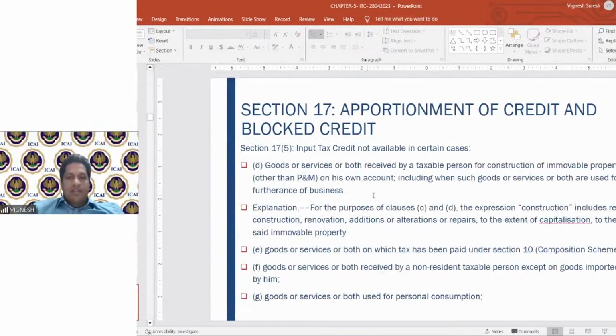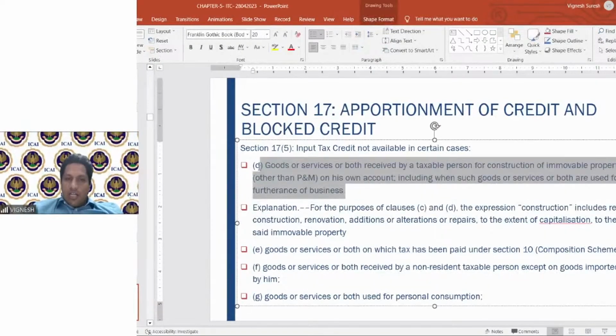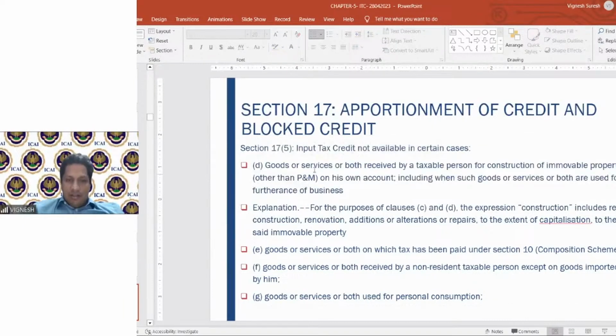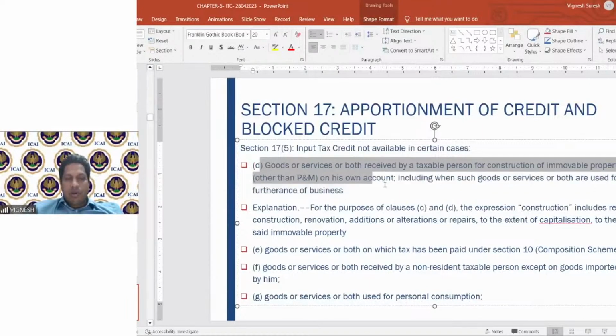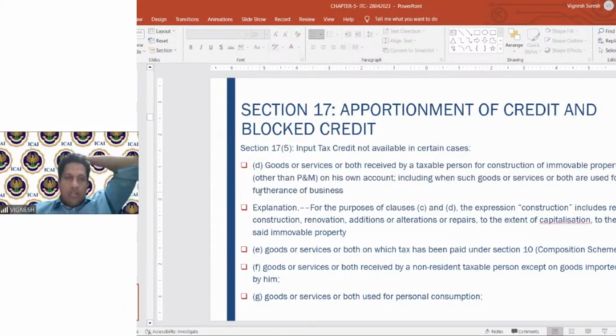You are telling it comes in 17.5D, but it will not come in 17.5D. The reason why I am telling you, this is goods or services for construction of immovable property on his own account. That means other than plant and machinery, on his own account. That is, I am procuring the goods and services for construction of a building for myself. It can be my residence, it can be my office, including when such goods or services or both are used for furtherance of business.